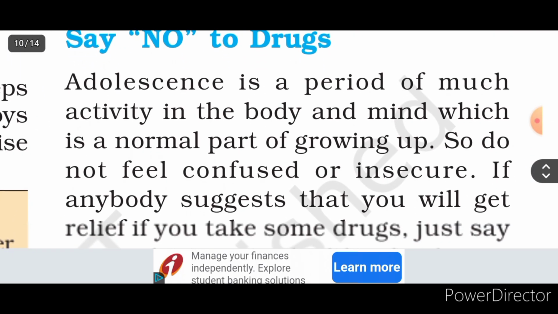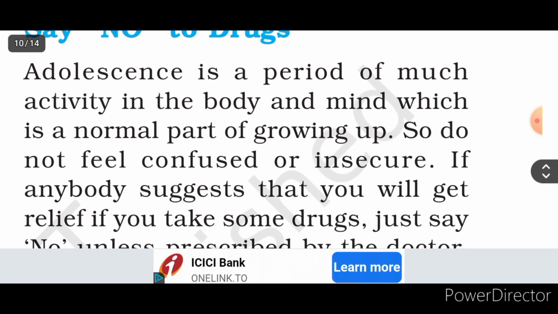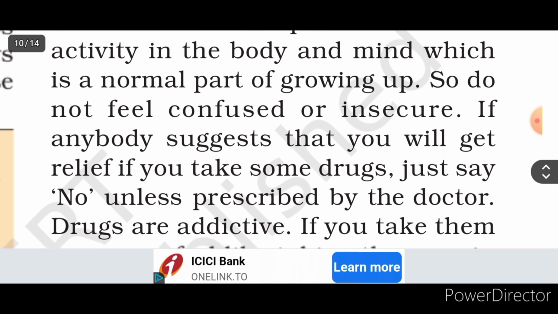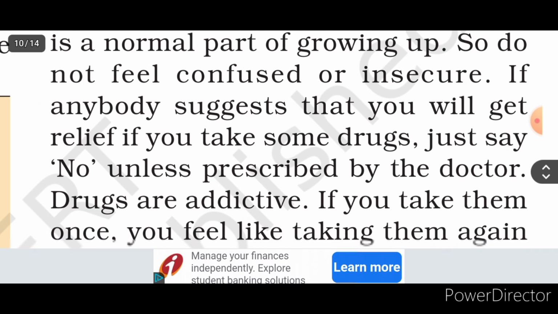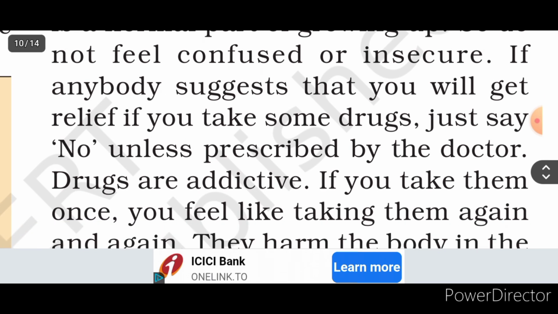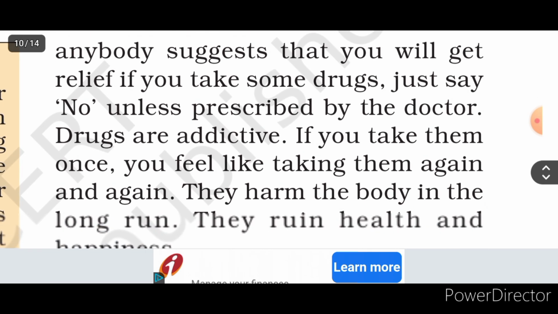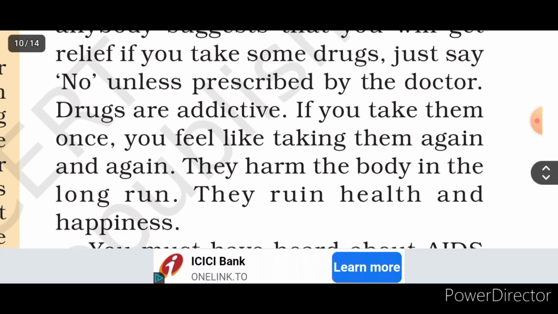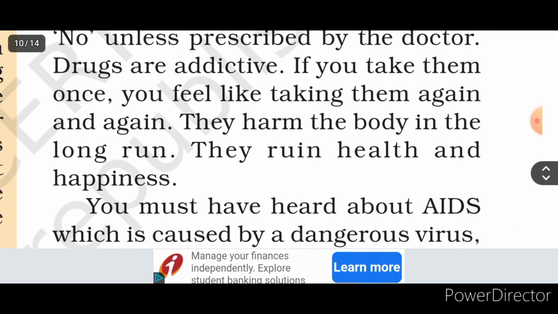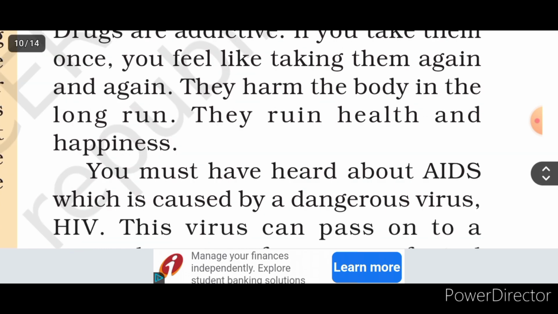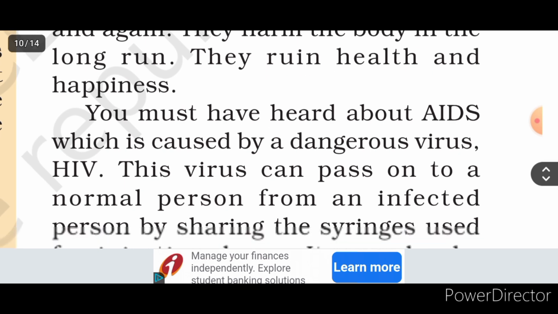Say no to drugs. Adolescence is a period of much activity in the body and mind, which is a normal part of growing up. So do not feel confused or insecure. If anybody suggests that you will get relief if you take some drugs, just say no unless prescribed by the doctor. Drugs are addictive. If you take them once, you feel like taking them again and again. They harm the body in the long run. They ruin health and happiness.